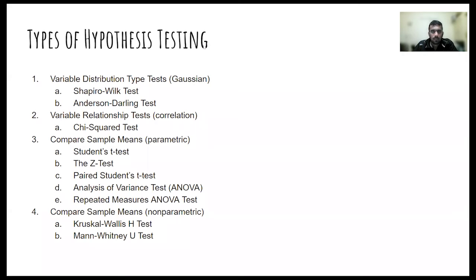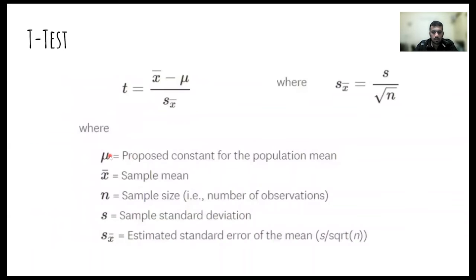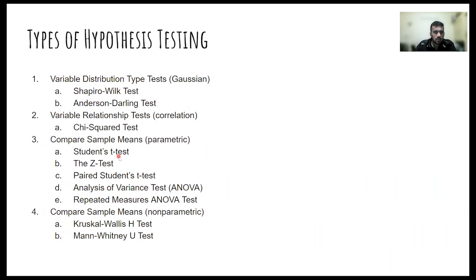That is the t-test and the z-test. ANOVA is also a famous one, but we will not be discussing that. So let's start with the t-test.